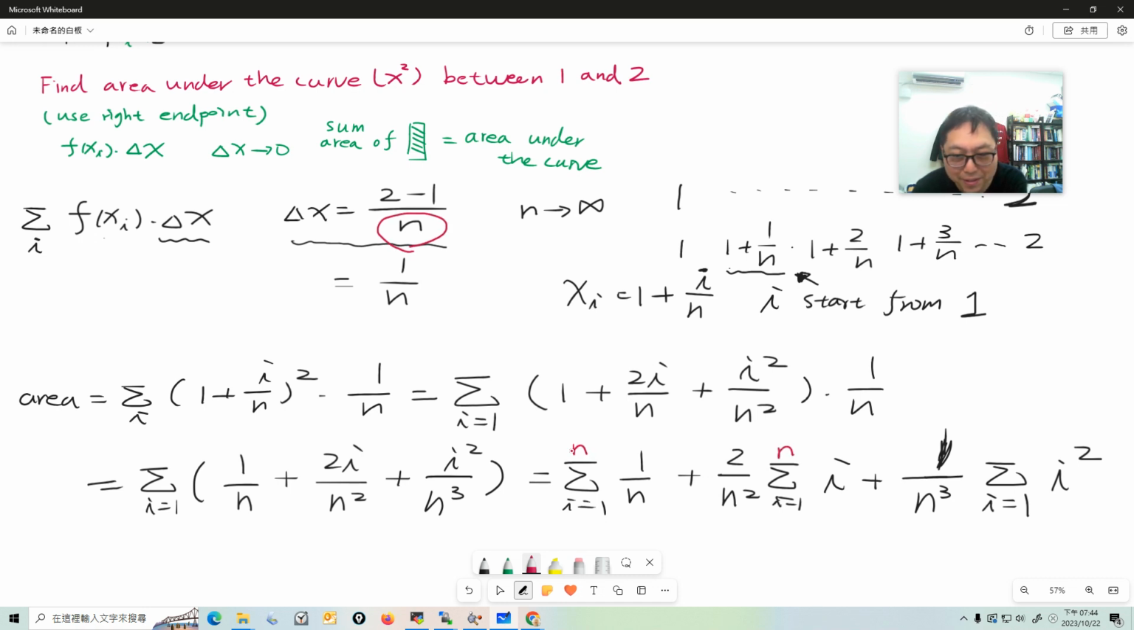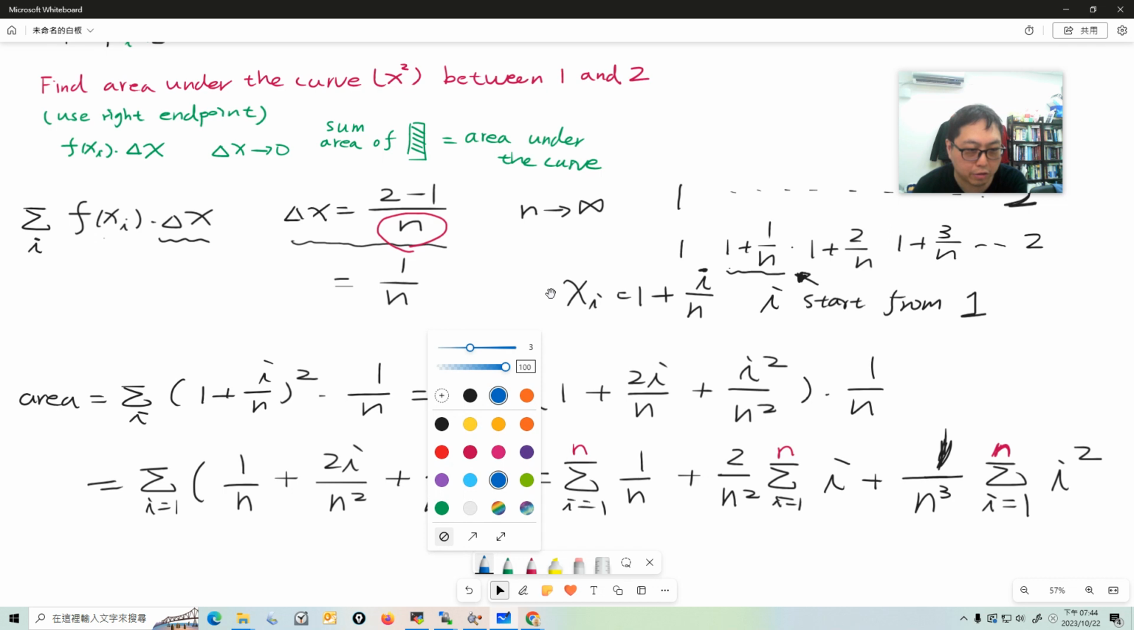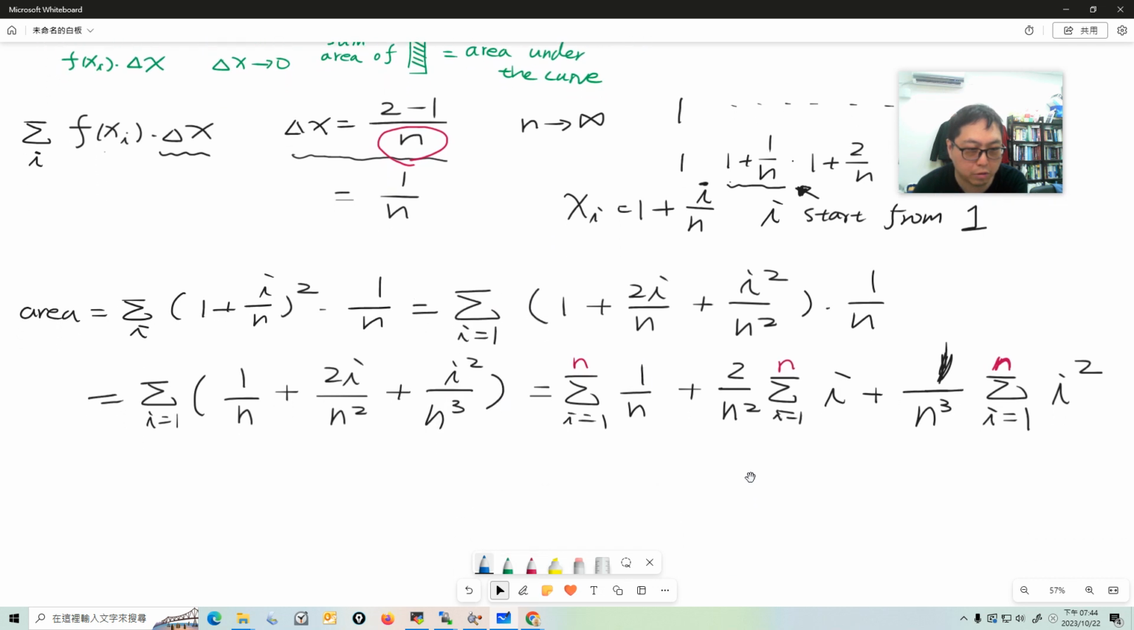Okay, I almost forgot this. Because we divide into n patches, the upper end should be n. So i goes from 1 to n. If i is equal to n, this will be 2, and that's our end point. Okay, so we are doing this correctly. So what's next?